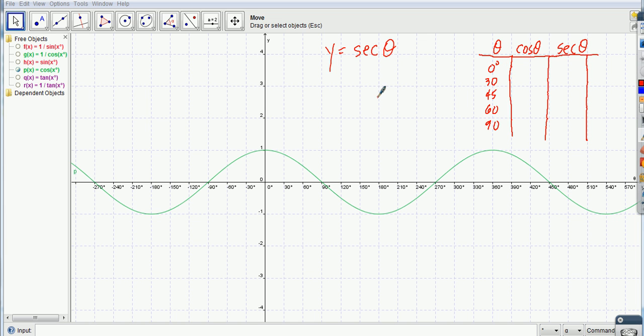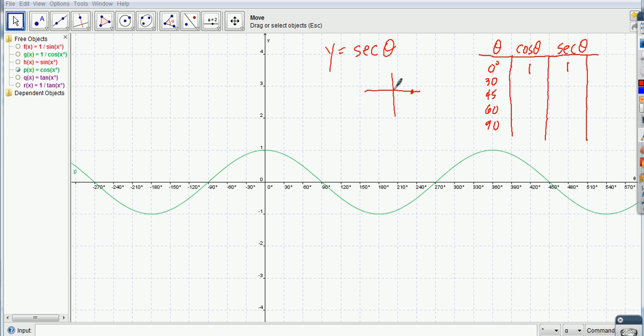Let's put a 0 degree in here. So again, if you want to visualize this, I'm not even going to put the ordered pairs there, but at 0 degrees, what's the cosine? It's 1. What's the inverse of 1? It's 1 over 1. It's just the inverse. The inverse is just 1. Very good.